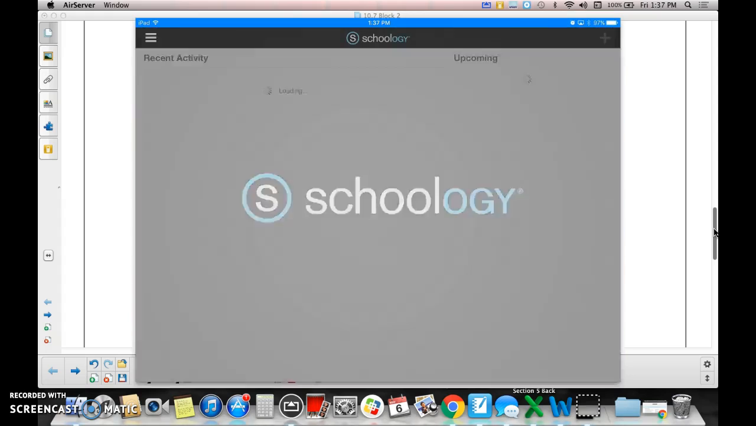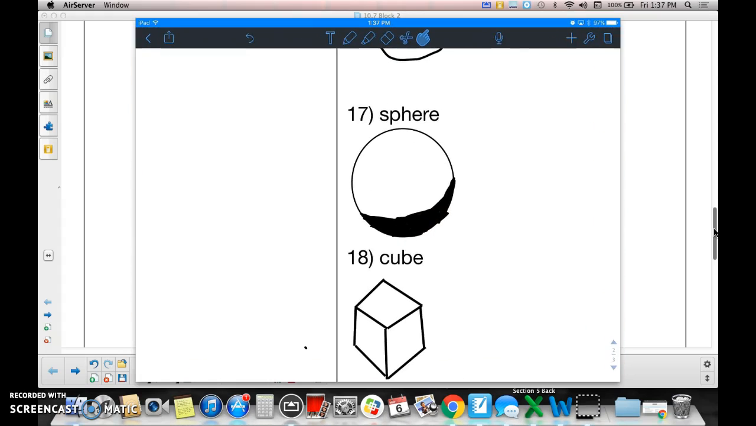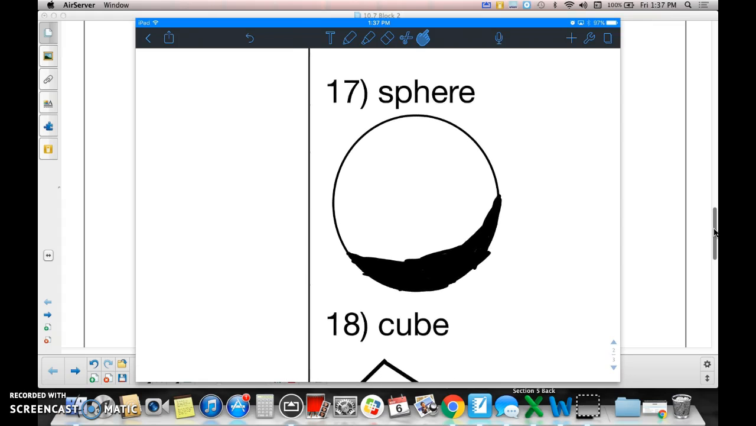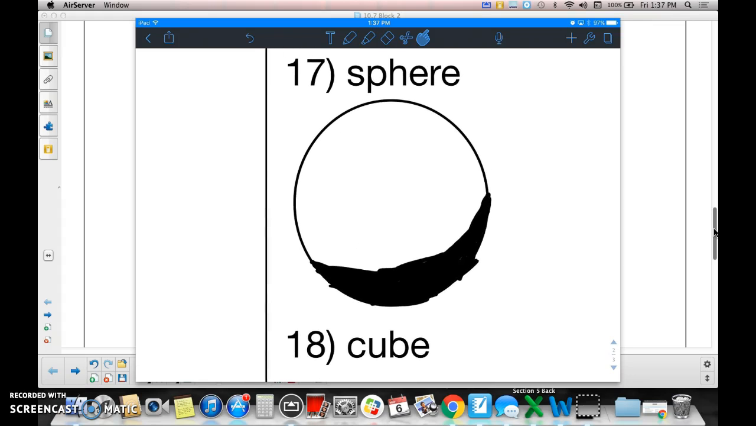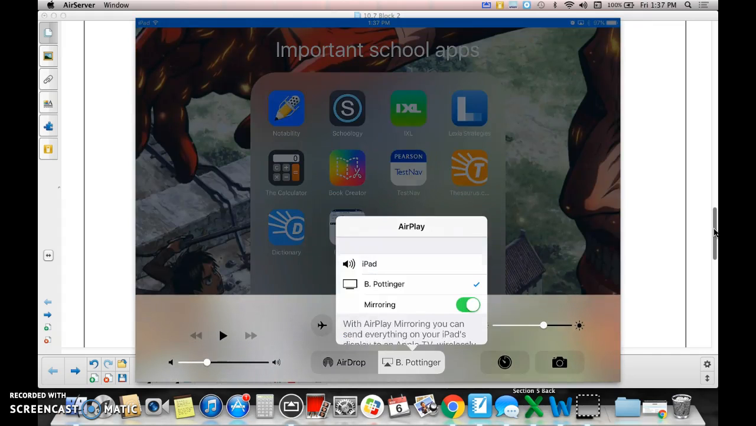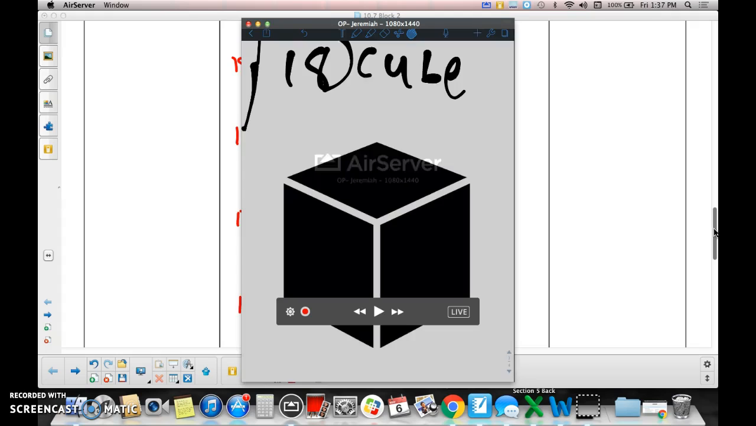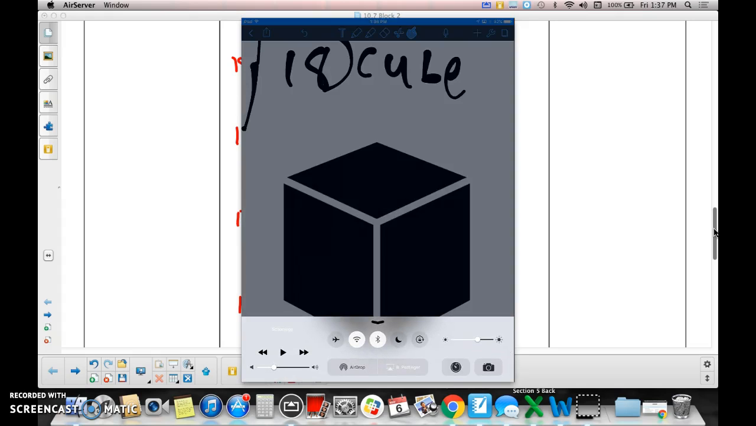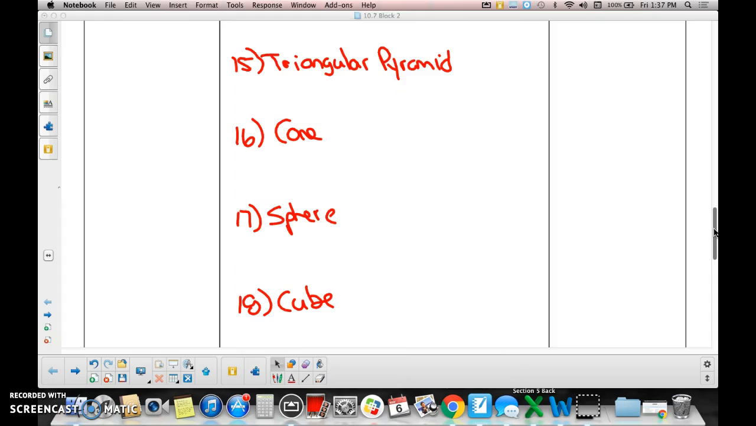Definition for a sphere is what, Adbot? A 3D circular shape. So think of the Earth, right? Wonderful, Jess. And who has the last one? A cube. Jeremiah? Somebody give me the definition for a cube. Kari, what's the definition for a cube? And have we already calculated the volume and surface area of cubes? Yes. And Jeremiah has an example of a cube for us. Questions, comments?